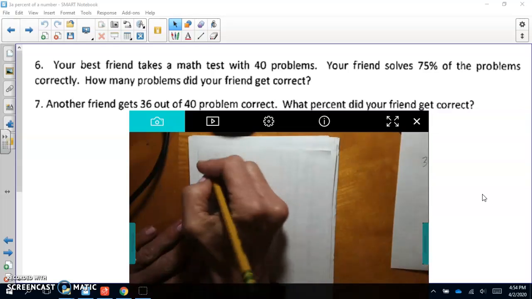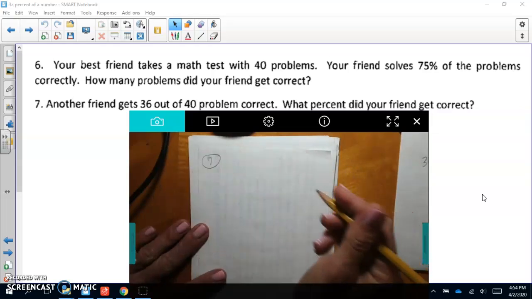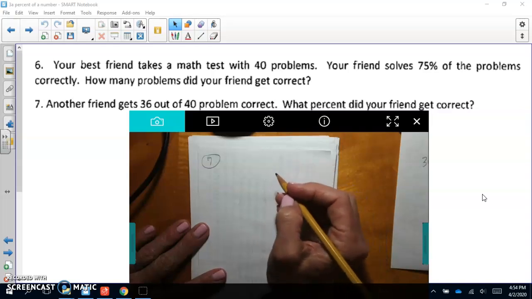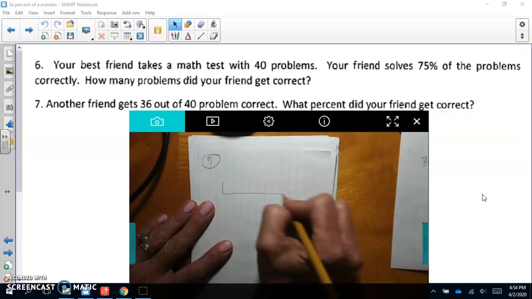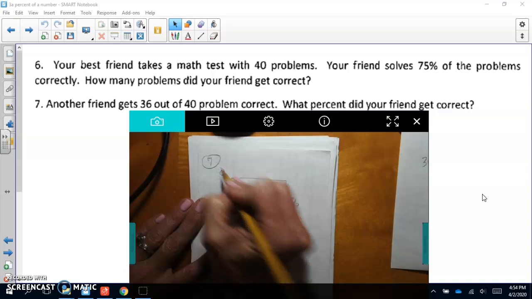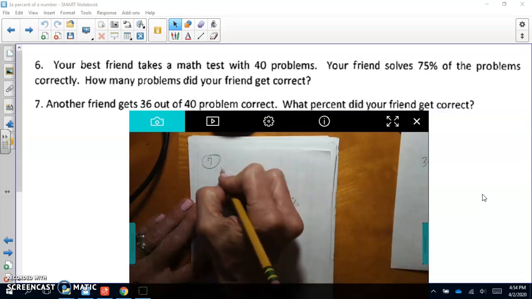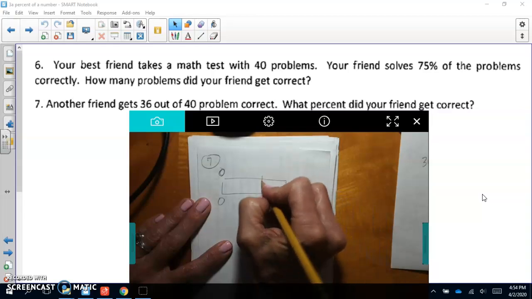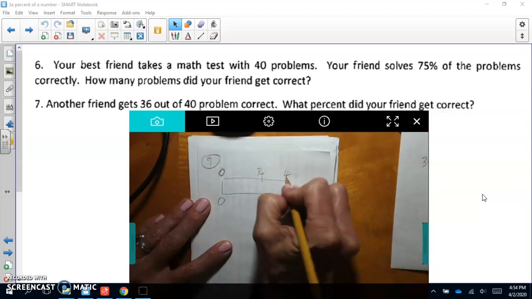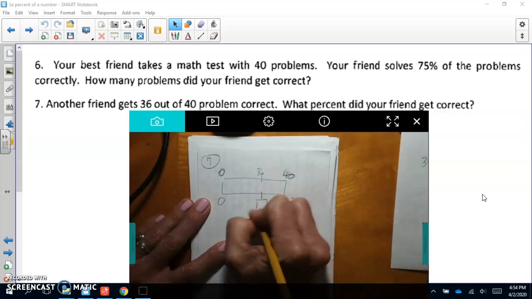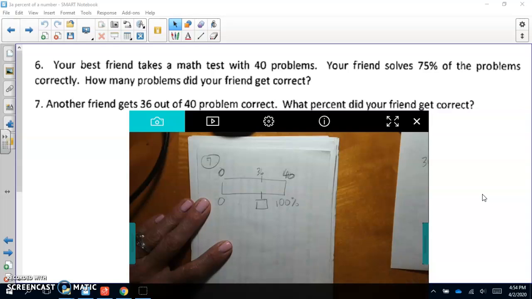All right, number 7, right here still. Another friend gets 36 out of 40 problems correct. What percent did your friend get correct? Let's draw another percent box, like a double number line, 0 to 100%, and 0 here. And the friend gets 36 out of 40. So 36, and we know the total is 40 questions on the test. What percent did your friend get correct? So we're trying to figure out what the percent would be right in that block.